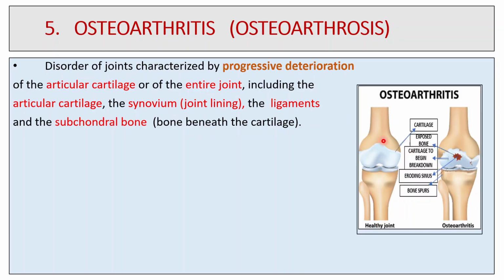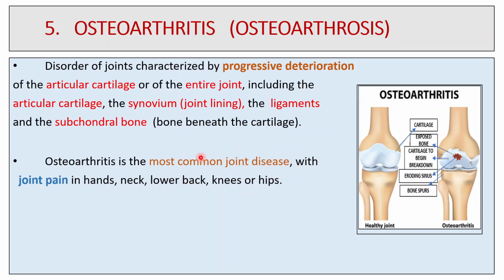This is a normal joint: femur, tibia, and fibula. This is an osteoarthritic joint. This is the cartilage. This is the exposed bone. The cartilage begins to break down, eroding, and there are bone spurs. These are the osteophytes, the bony growth at the edge of the bone.